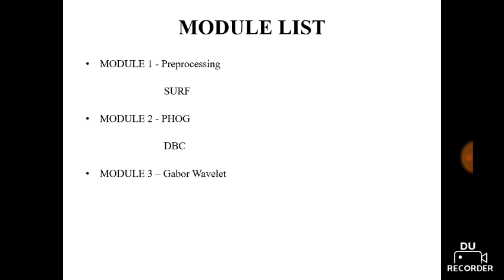Here are some of the modules that I have mentioned for my project. The first one is the pre-processing stage that uses the SURF algorithm, then extraction of features by using the HOG and DBC, and finally the extraction of textural features by using the Gabor wavelets.